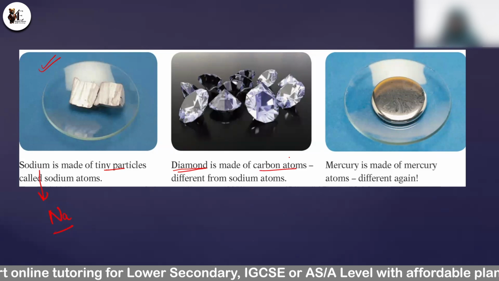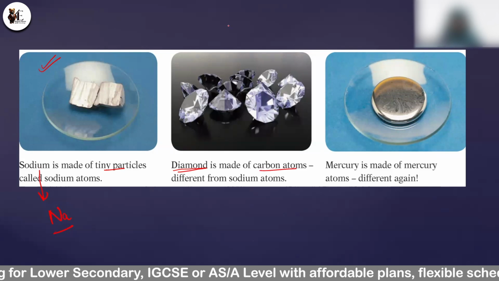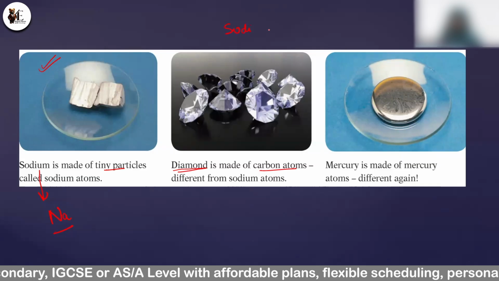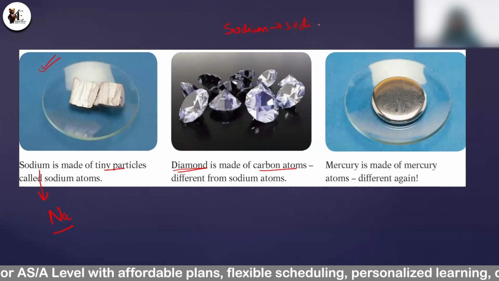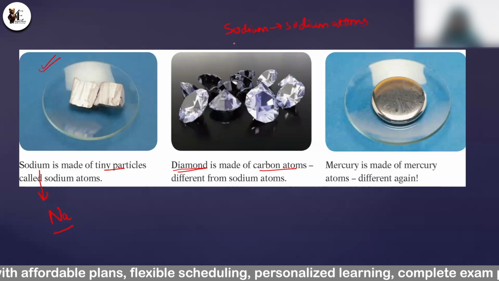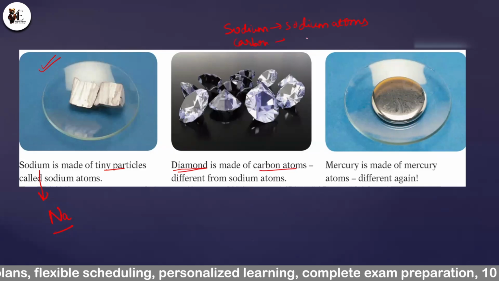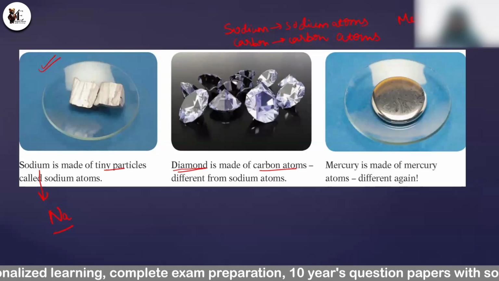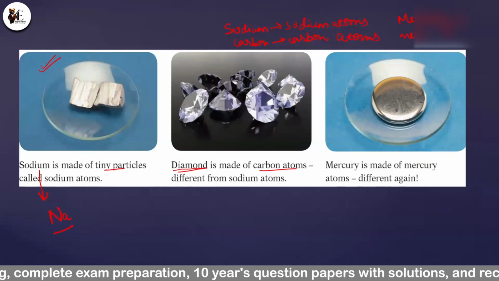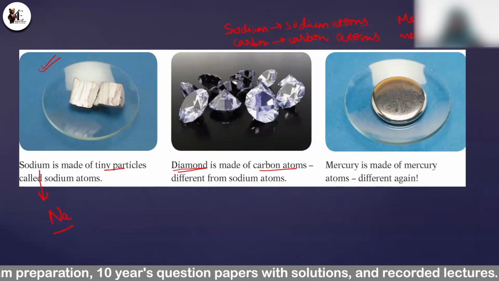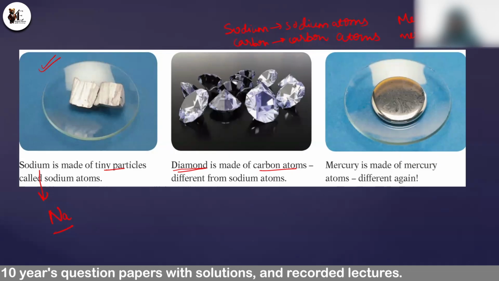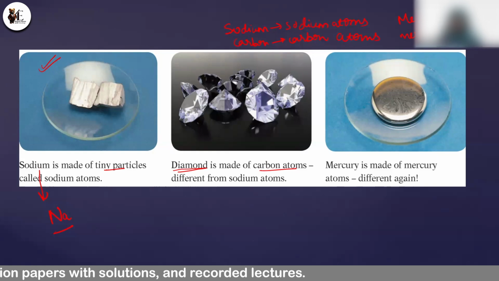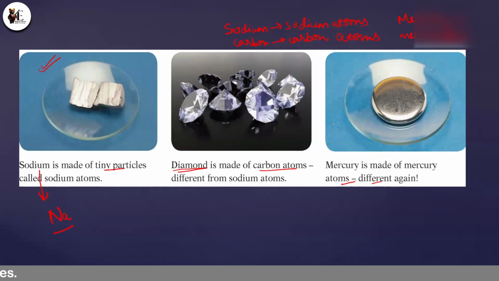So its atom is different. Obviously, for example, let us see. Sodium has sodium atoms. It doesn't have carbon atoms, right? Sodium has sodium atoms only. Carbon has carbon atoms only. Mercury has mercury atoms only. So what we have concluded from this slide is that atoms of different elements are different. Sodium atoms are completely different from carbon atoms. Carbon atoms are completely different from mercury atoms. So mercury is made from mercury atoms. It is different again. Clear?